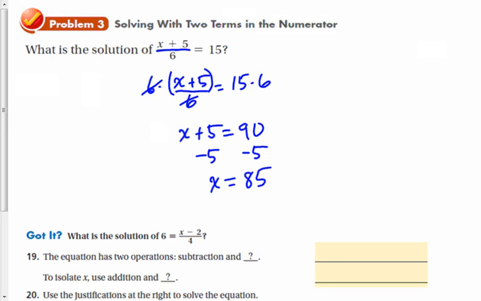And that's equal to 5. And you should check that, make sure it's true by substituting it back into the original equation. And 90 divided by 6, make sure that equals 15. And I think it does.